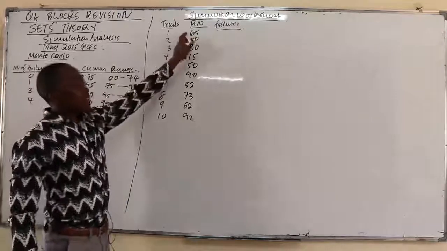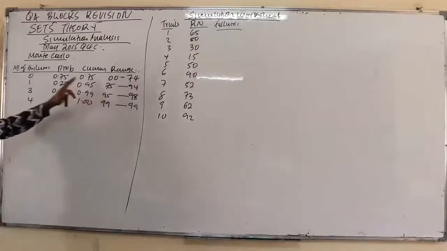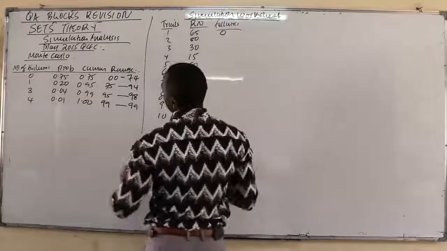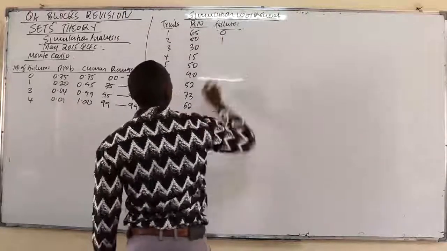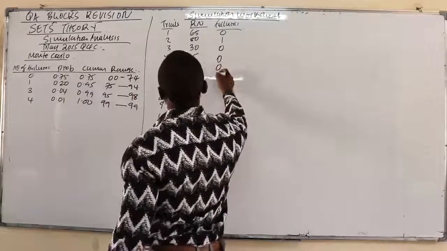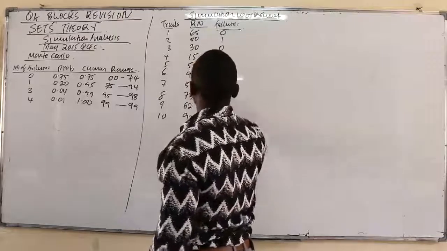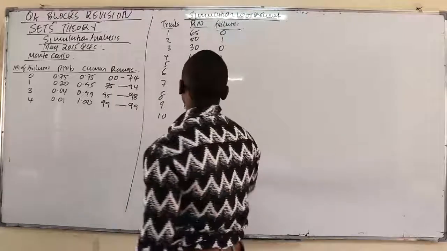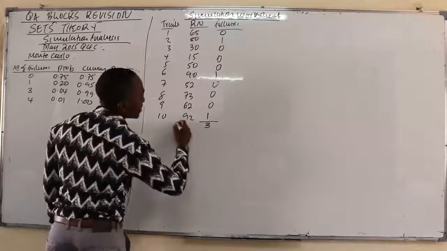So let's estimate the number of failures. The first random number is 65. So 65 lies between 00 and 74. So how many failures? 0 failures. 80, the random number 80 lies between 75 and 94. So that means you'll be having how many failures? 1. 30 lies between 0 and 74, so that is 0. Then 0, 0, 90 is 1, 52 is 0, 73 is 0, 62 is 0, 92 is 1. So add the total number of failures. There are 3. That's the total.